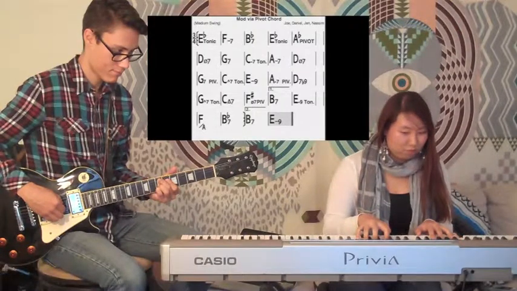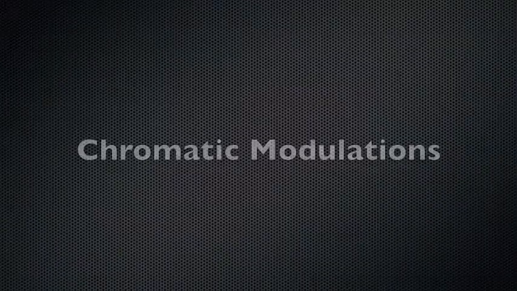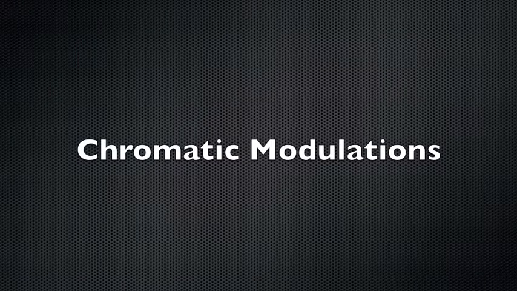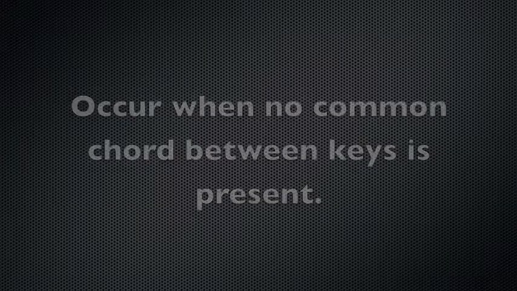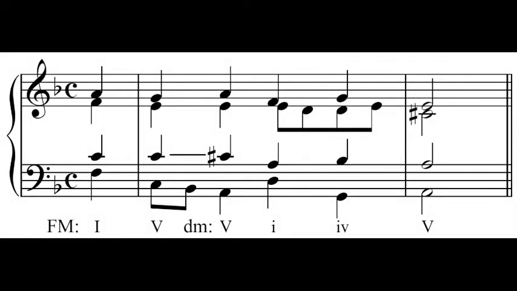Chromatic modulation. Chromatic modulation occurs when no pivot chord exists and a new tonality and key signature is presented without any intermediate harmonies diatonic to both keys.